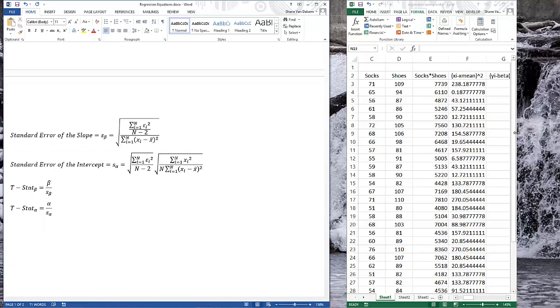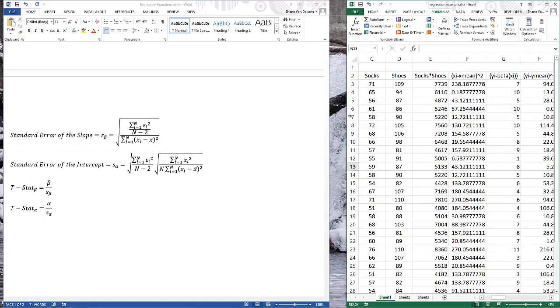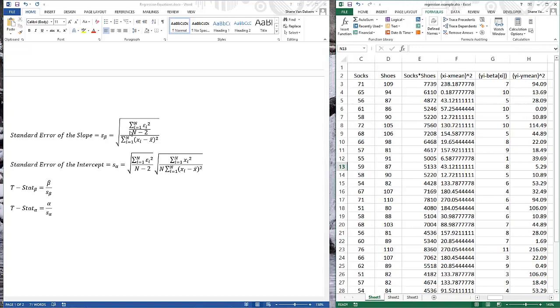So the standard error of my slope is equal to the sum of the squared errors, which we've already got, divided by n minus 2, divided by the sum of xi minus x mean squared, which we already have, and we take the square root of that.